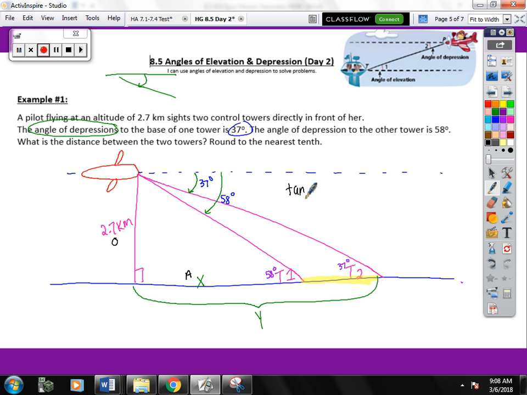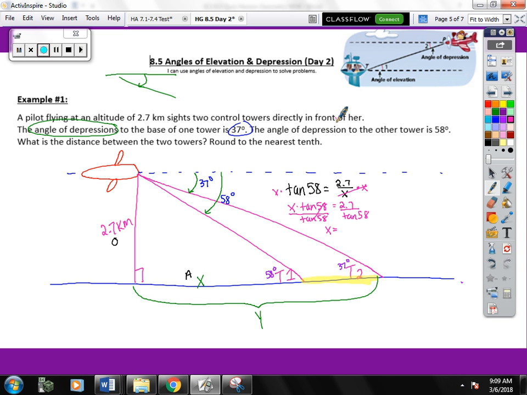So we'll have tangent of 58 equals 2.7 divided by x. Solve for x. Undo division with multiplication. Undo multiplication of tan with division of tangent. Now, do not round this answer, as this is not your final answer. This is just part of the answer that will get you there.